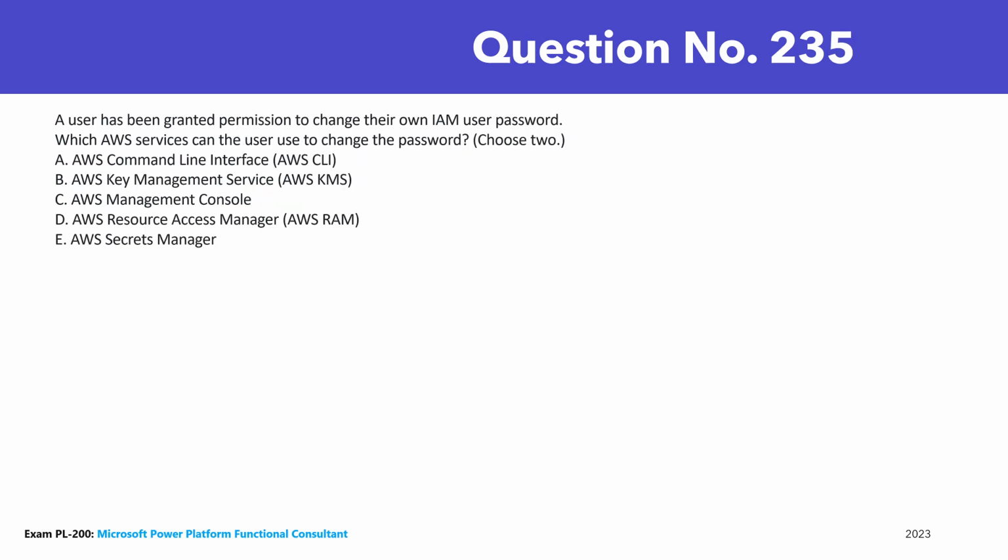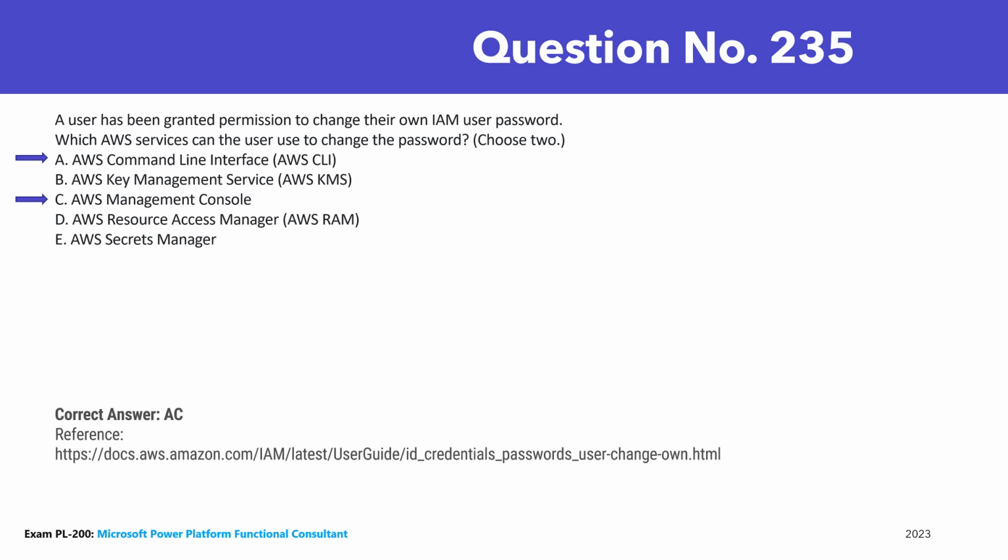A user has been granted permission to change their own IAM user password. Which AWS services can the user use to change the password? Choose two. A. AWS Command Line Interface, AWS CLI. B. AWS Key Management Service, AWS KMS. C. AWS Management Console. D. AWS Resource Access Manager, AWS RAM. E. AWS Secrets Manager. Correct answer, A, C.